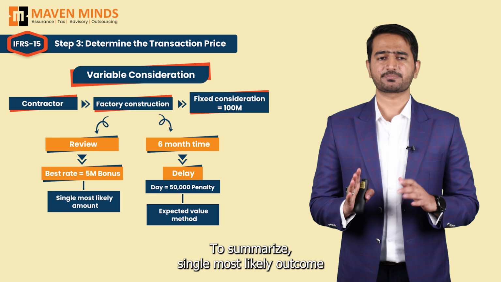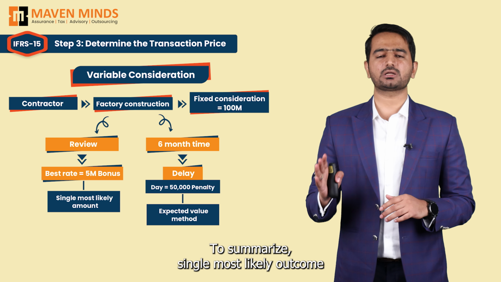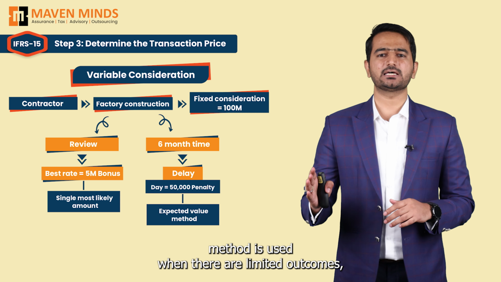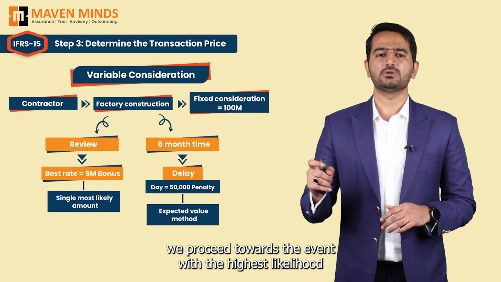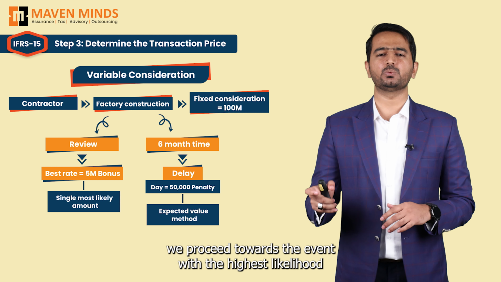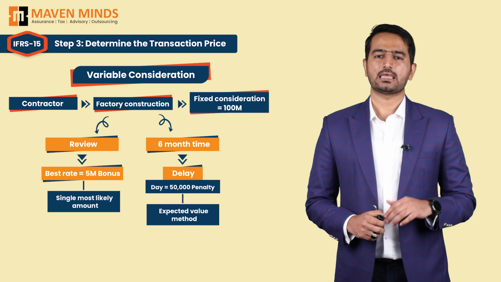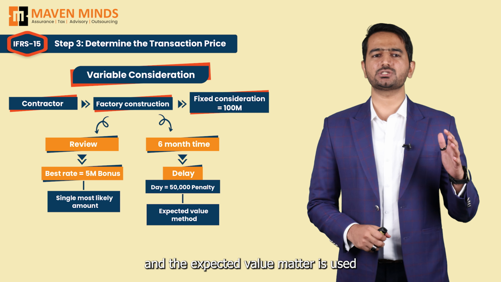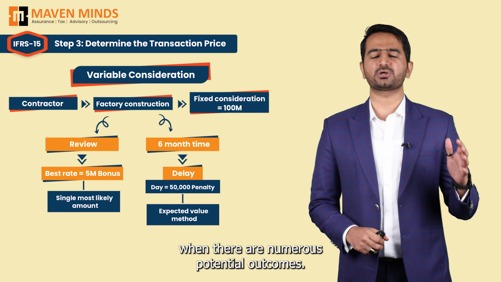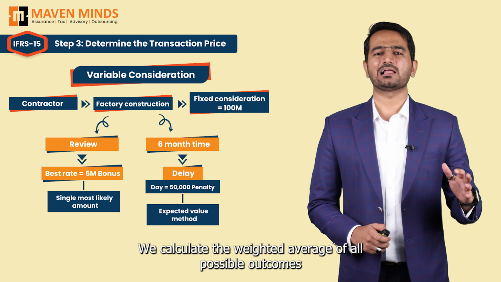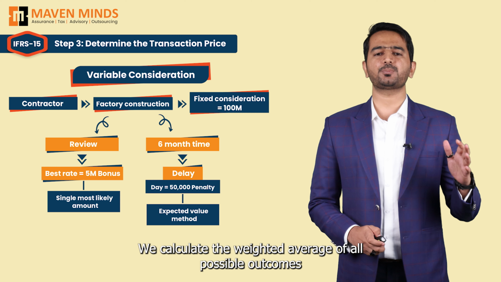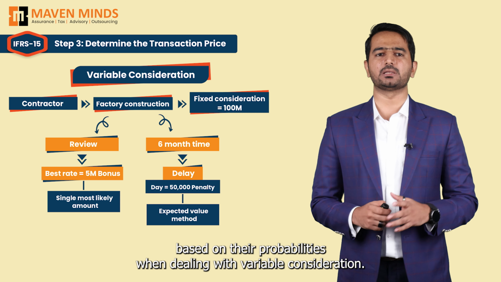To summarize, the single most likely outcome method is used when there are limited outcomes. We proceed towards the event with the highest likelihood. And the expected value method is used when there are numerous potential outcomes. We calculate the weighted average of all possible outcomes based on their probabilities.